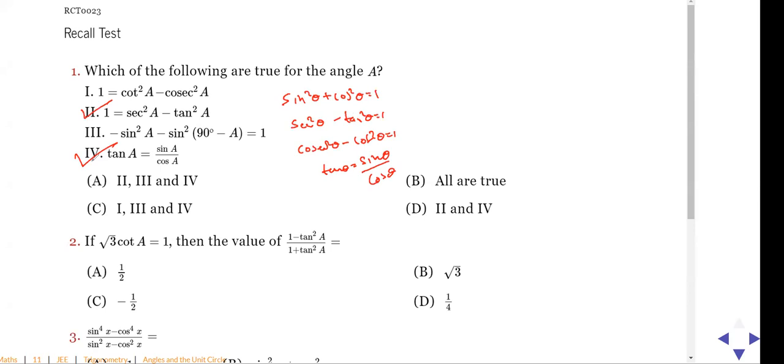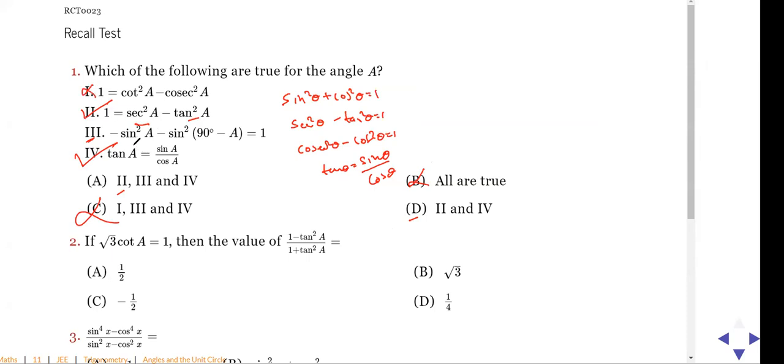Haan ya na? 2 और 4 तो सही है, right? तो जिसमें 2 और 4 नहीं है, वो तो गलत हो गया. Because sec square minus tan square is equal to 1. ये गलत हो गया है. C वाले गलत हो गया है. B वाले भी गलत हो गया है. Yes or no? और बचा क्या है? Either A नहीं तो D.